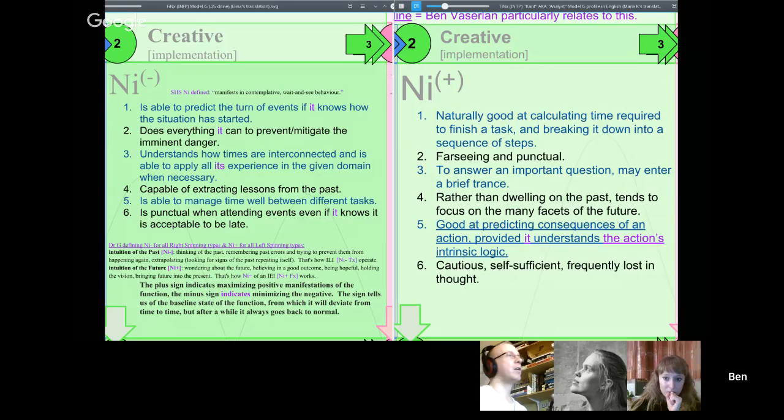So, going back to this. For instance, you can see how in number 2 there's the focus on avoiding the negative and then extracting lessons from the past. So you've got intuition of the past. What I'm saying is, if you were to take away the labels NI minus and NI plus and look at them, you can sort of see which is which. And so you learn these things as you look at Model G and the profiles in closer and closer detail.